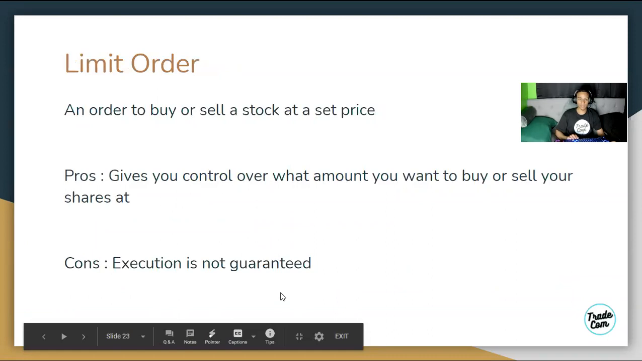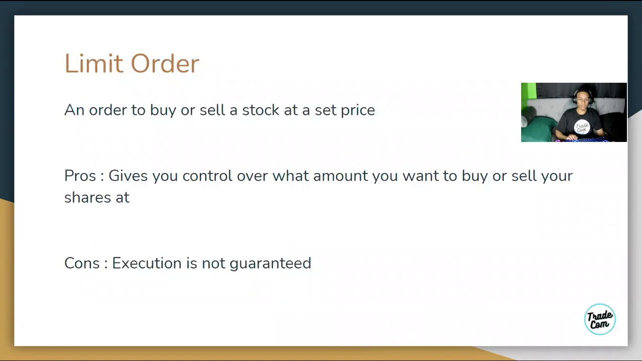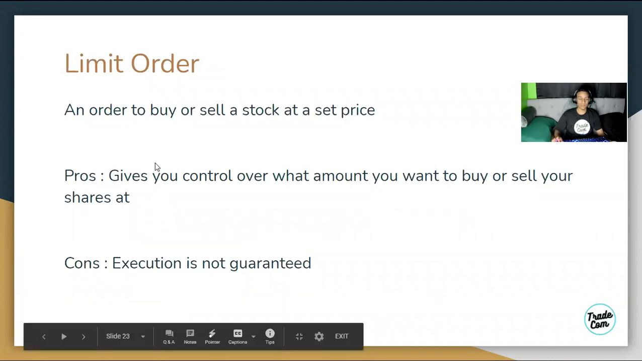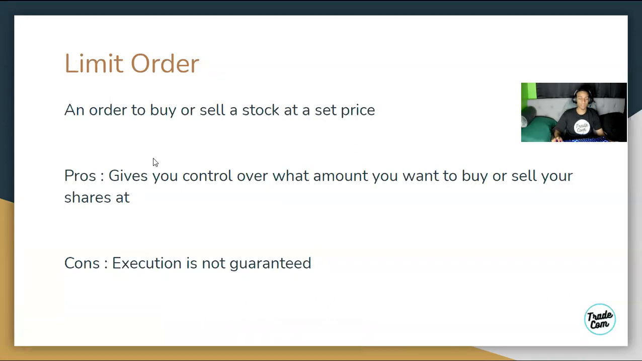All right, next one we have is a limit order. So in order to buy or sell a stock at a set price, the pro is that this gives you control over what amount you want to buy or sell your shares at. The con of a limit order is that execution is not guaranteed. Right, so a lot of you guys explained that you had that issue in the past, that you put in your limit order and your trade never got filled or never executed. It's because if the stock goes above the price that you're willing to pay, it won't execute. It'll always wait to get either at your limit order or below it. All right.